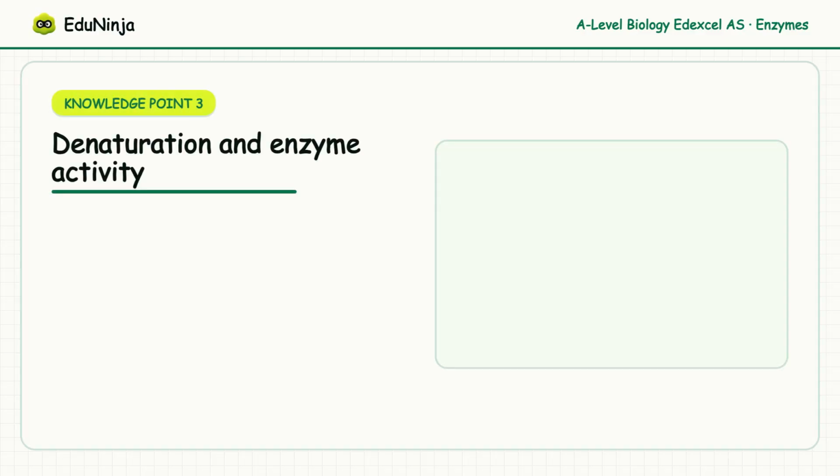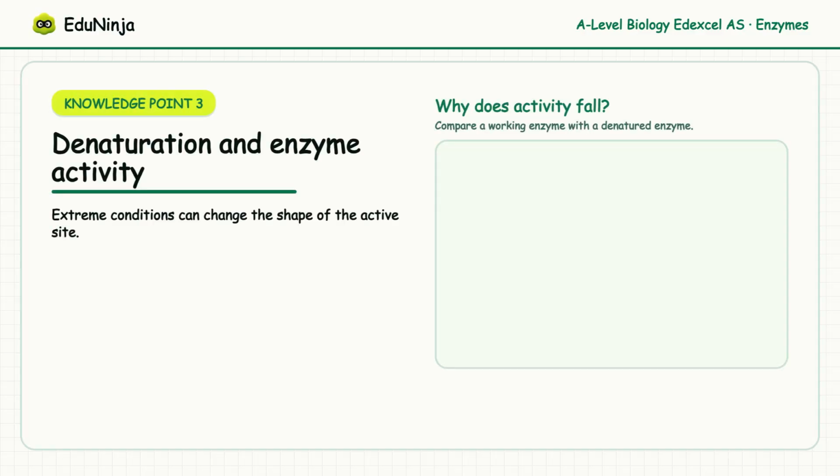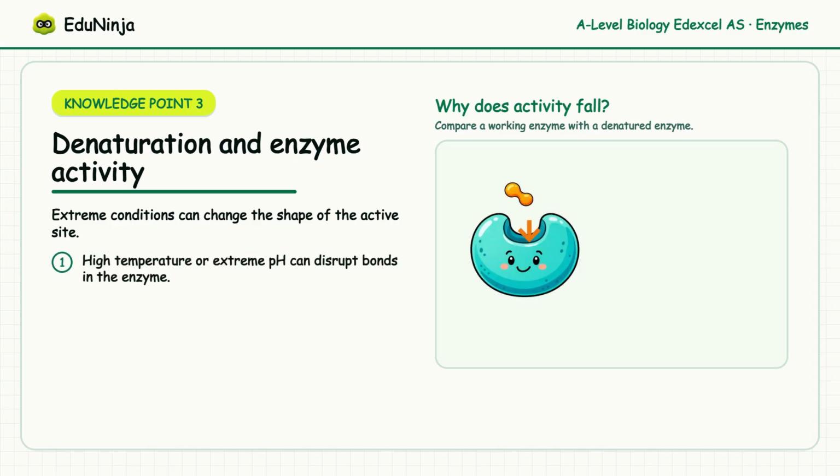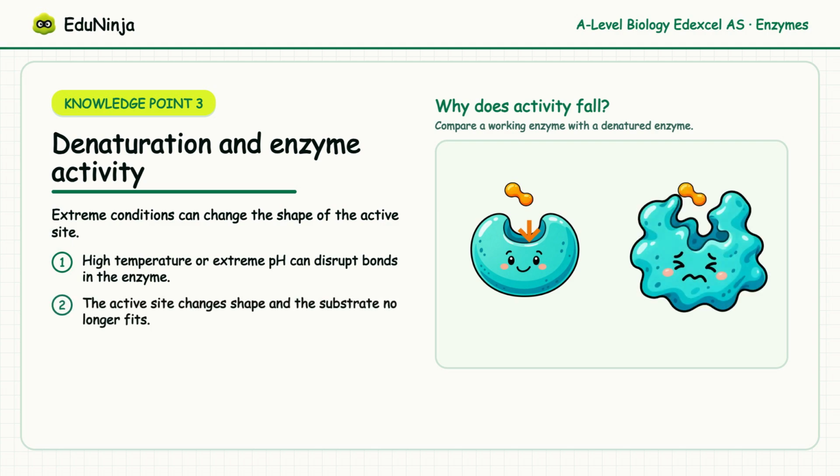Finally, let's explain denaturation. High temperature or extreme pH can disrupt the bonds that hold an enzyme in its three-dimensional shape. In the normal enzyme, the substrate fits the active site, so binding can occur. After denaturation, the active site has changed shape. The substrate no longer fits. Fewer enzyme-substrate complexes form, and the reaction rate falls.